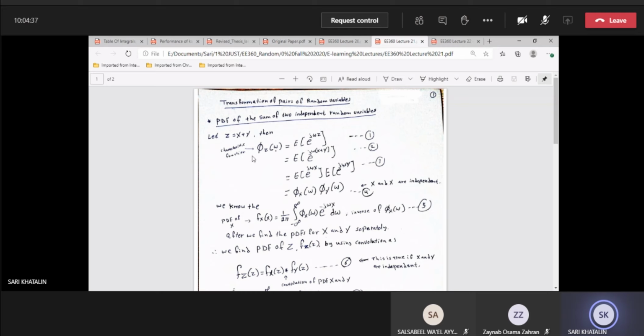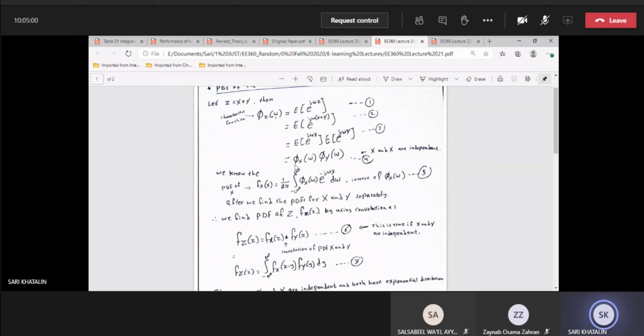Then the joint characteristic function for X and Y, or for Z, is given in equation 1, which is the expected value of the exponential of j omega Z, where you can go back to the previous lecture and find it. But since X and Y are independent of each other, we can find the characteristic function for each one of them separately, for X and then Y, and multiply them by each other, and that would be the characteristic function of Z.